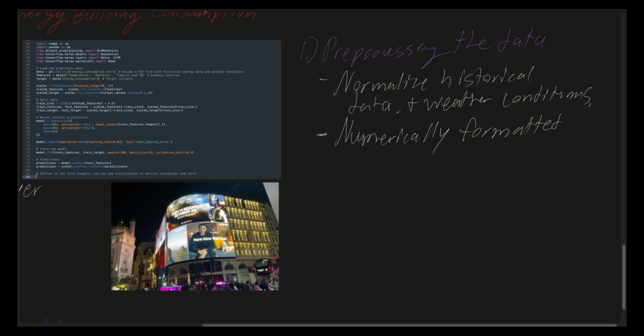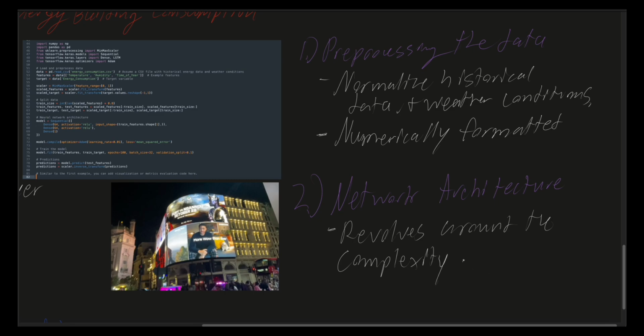And the second step that we have is the network architecture. This is the part where we ask ourselves how many layers would we use in this case to be able to train, and how many epochs would be laid out in order for the training to actually commence. So the complexity of this problem dictates the architecture.